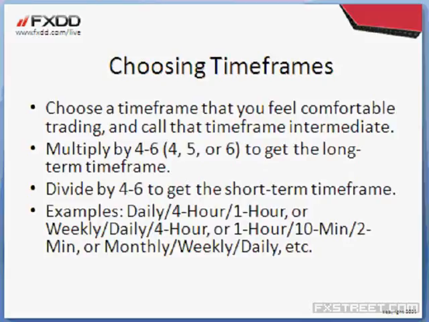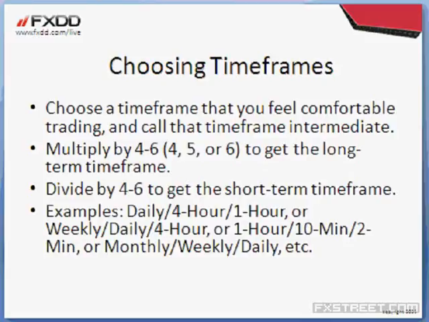Now, how do I get the long-term time frame? Very simply, you multiply by 4 to 6 to get the long-term time frame. So 4, 5, or 6. So, for example, once again, I'm a 4-hour time frame trader. That's my intermediate. How do I get my long-term? Let's say I multiply by 6 to get my 24 hours. And as we all know in the Forex market, 24 hours constitutes 1 day of price action, so that's the daily chart. So my long-term is the daily, my intermediate term is the 4-hour, and now how do we get the short-term?